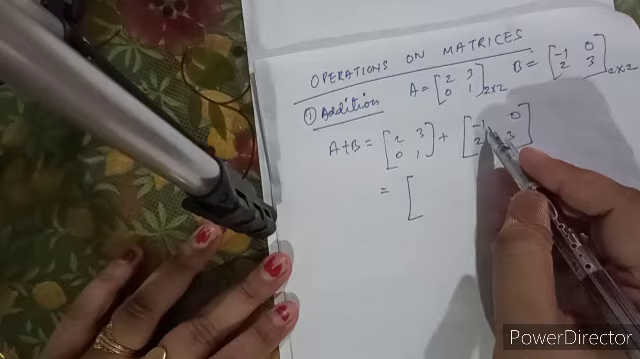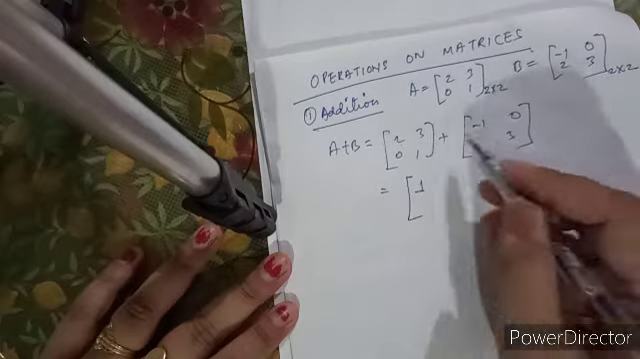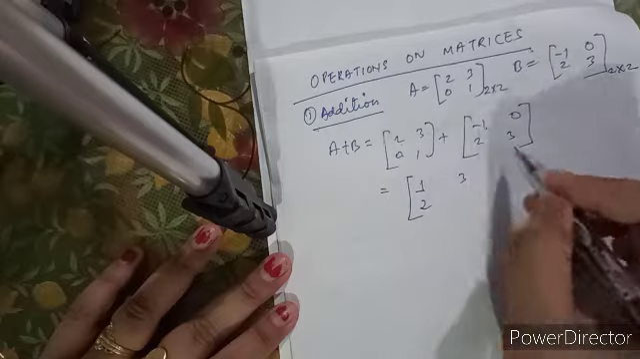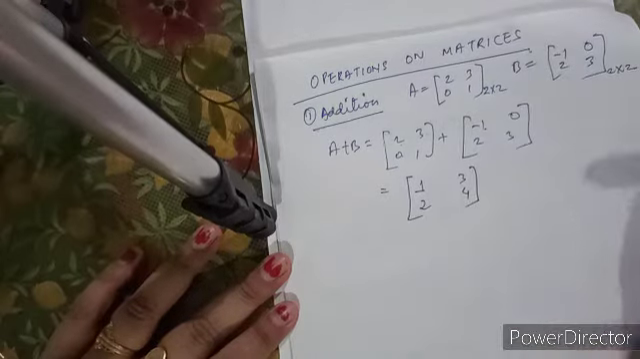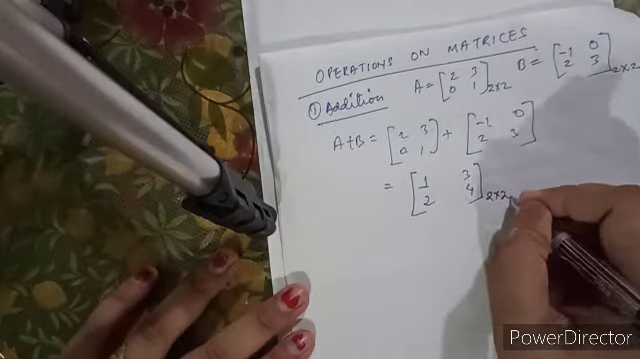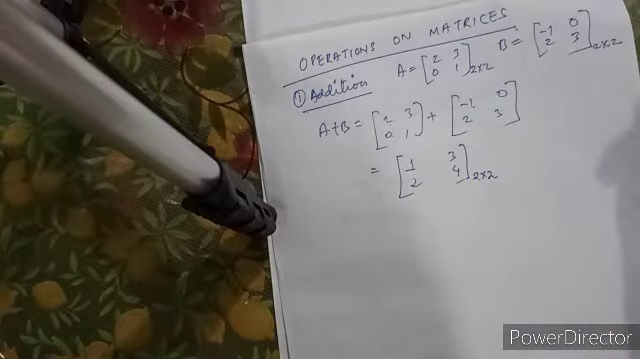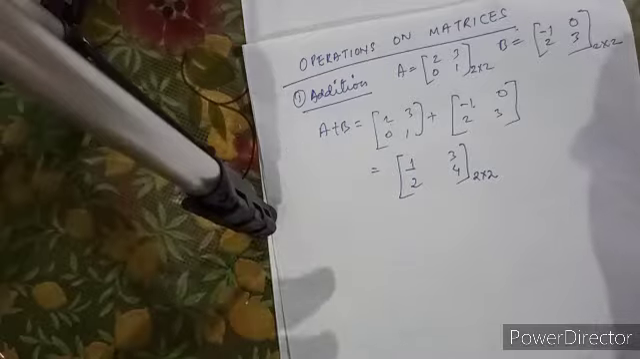So 2 will be added with -1, which gives 1. 3 plus 0 will be 3. 0 plus 2 will be 2. 1 plus 3 is 4. So this is the addition output of the two matrices.